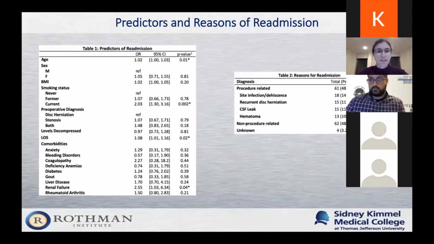The results are seen in table 1. We found that age, current smoking, length of stay, and history of renal failure were all significant predictors of 30 and 90-day readmission. We then looked at the reasons for readmission and found that around 48% were procedure related, and one of the most common reasons was site infection and dehiscence.